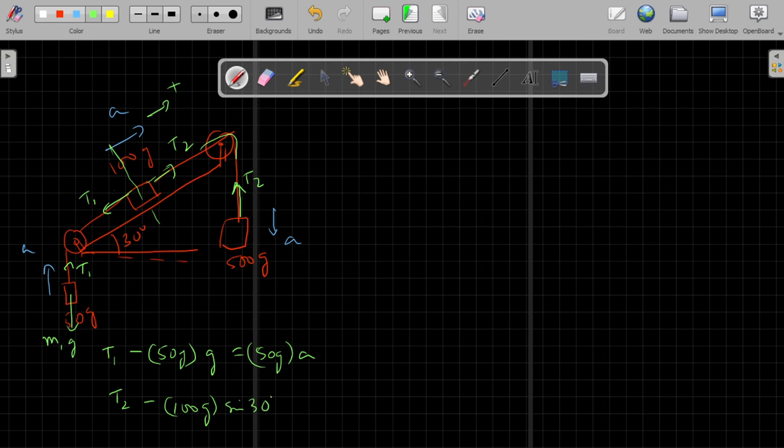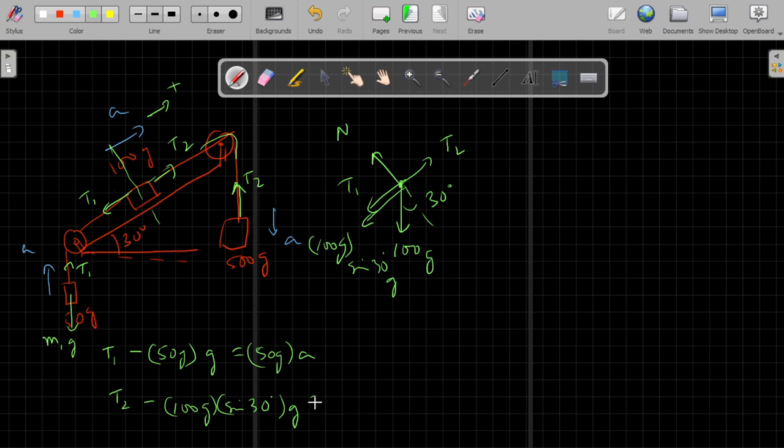sin 30 degree. Let us draw the FBD for the 100 gram mass. 100 gram downward, normal reaction, tension T2, tension T1. This angle is 30 degree. The component of 100 gram in this direction is 100 gram sin 30 degree into g, equal to 100 gram into a, minus T1. For the third mass, we would say 500 gram into g minus T2 is equal to 500 gram into a.